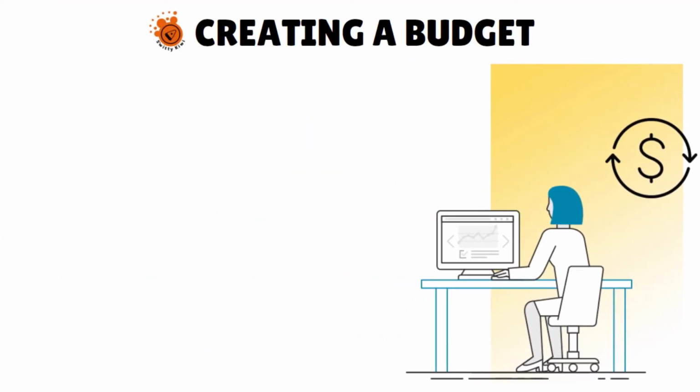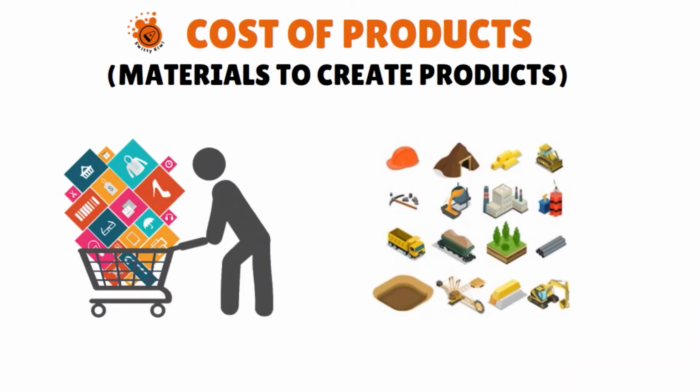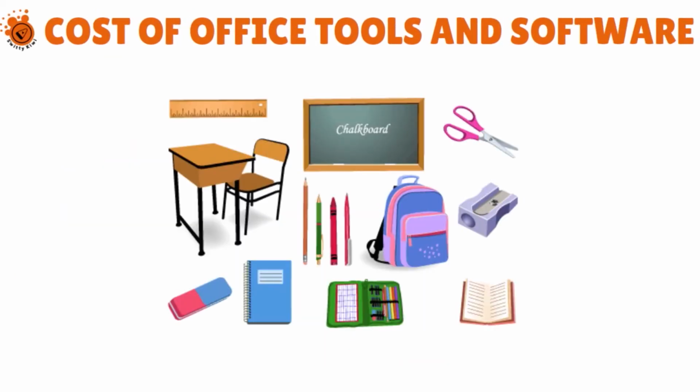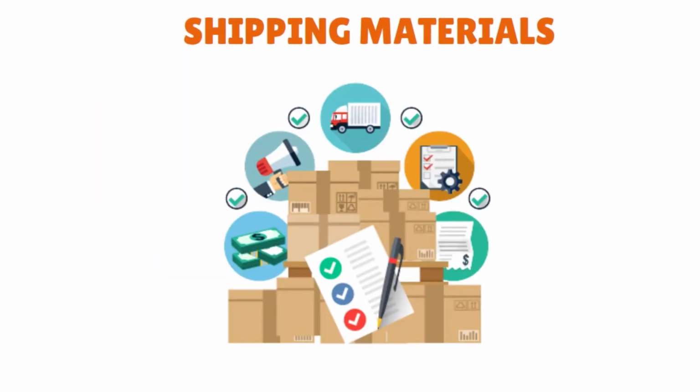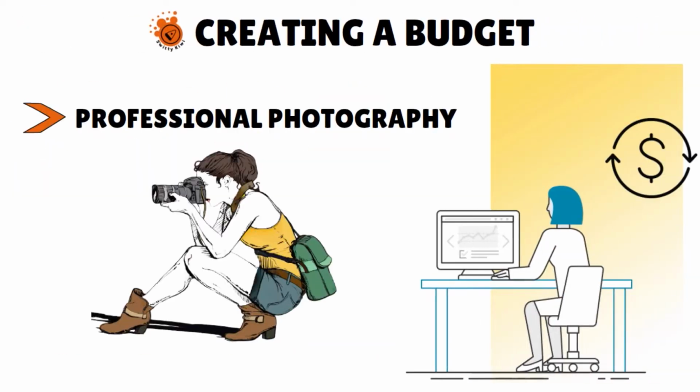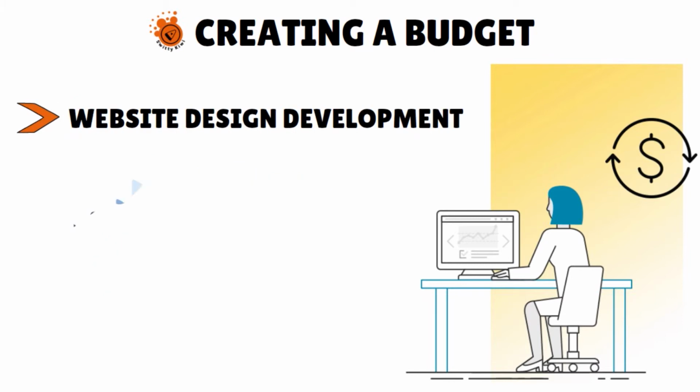You also want to think about budgeting. So you want to create a budget so you have an idea of the cost of products or materials, the cost of website hosting, e-commerce software, security, the cost of office tools and software, marketing, advertising, shipping material, and also employee wages. That's kind of important. And I'm just telling you the basics before we even get into the nitty-gritty here. It's very important. And you also want to think about professional photography, custom graphics, and web design development.